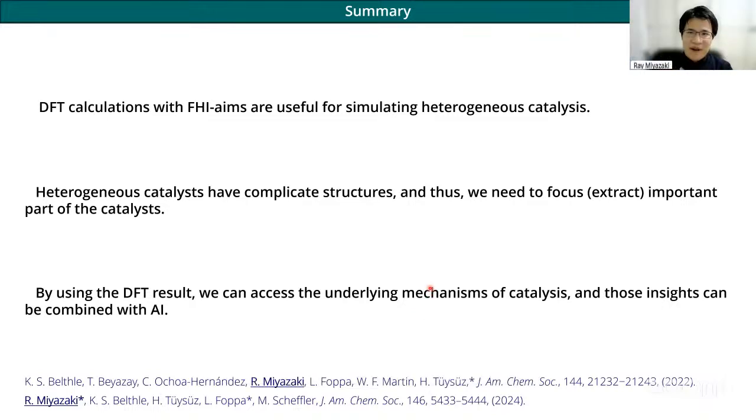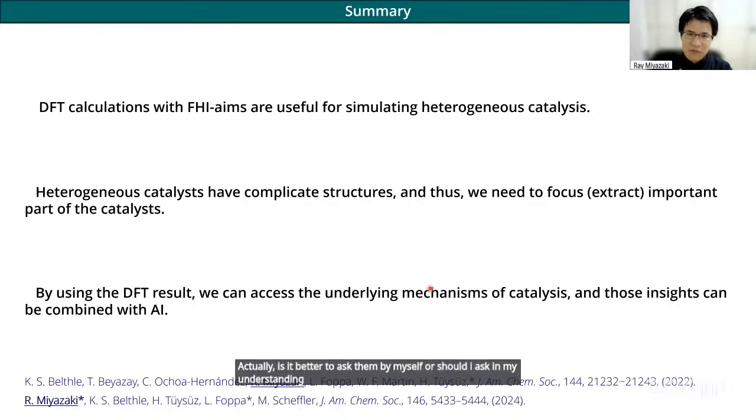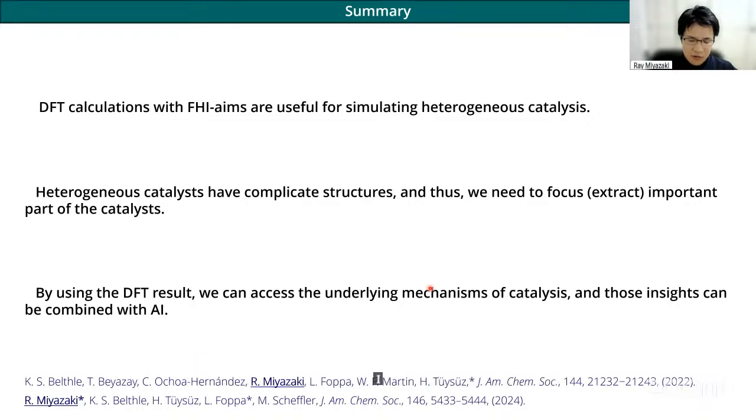Actually, is it better to answer by myself, or should I ask Volker? But in my understanding, first of all, FHI-aims does not use pseudopotentials. Probably he would like to talk about the machine learning potential, like implemented in BASP. I'm not sure, but in my understanding, there's no implementation, right, Volker?